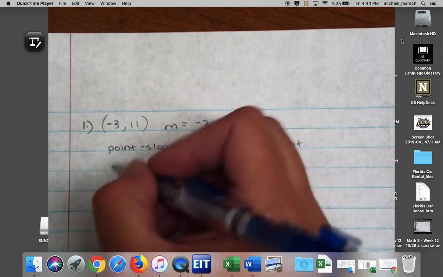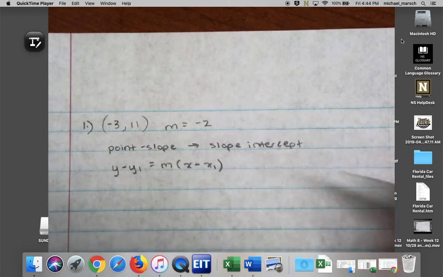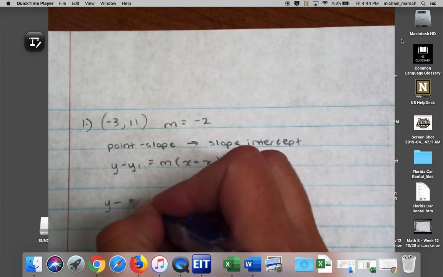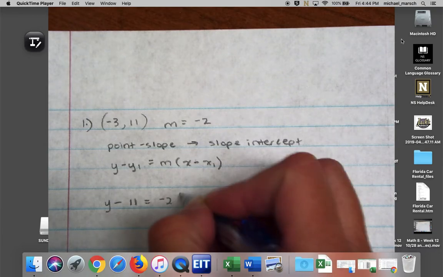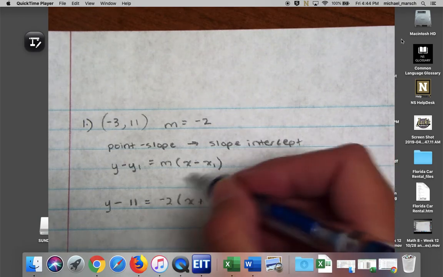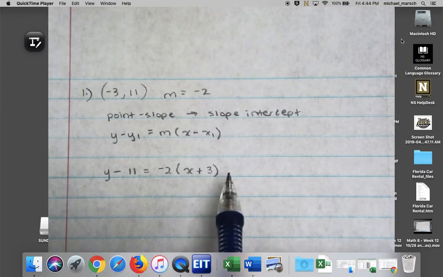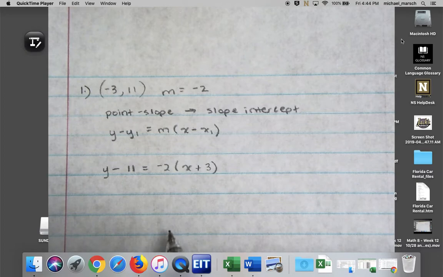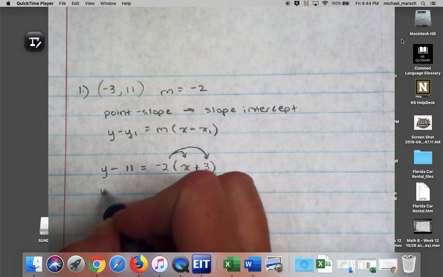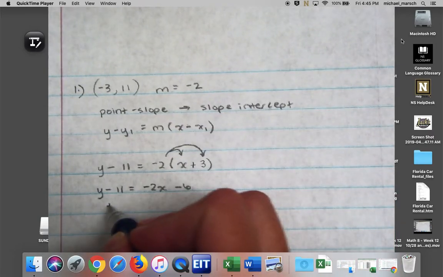Okay, so I'm going to write my point slope formula, y minus y1 equals m times the quantity x minus x1. Then I'm going to put these values into this. So I've got y minus 11 equals negative 2 times the quantity x. And I'm just going to go ahead and jump to the next step where the minus and negative, so this gives me positive 3. Okay, because this would be x minus negative 3, so I know it's going to be positive. So I have point slope. Now remember, this is where we convert into slope-intercept form. So I've got y minus 11 equals negative 2x minus 6. I have to add 11 to both sides.